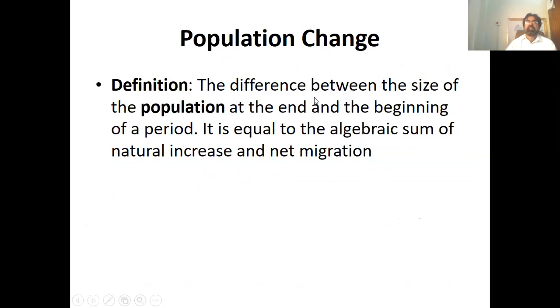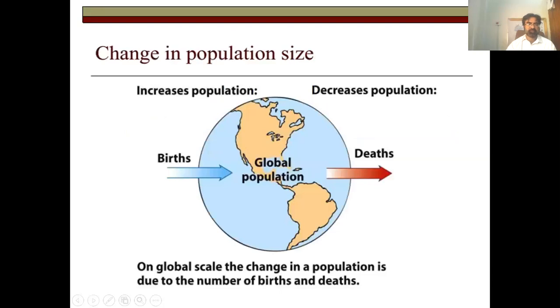Population change is the difference between the size of the population at the end and at the beginning of a period. It is equal to the algebraic sum of the natural increase and net migration. Change in population size: how does the population increase? If you have more births, they will produce more children and the population will increase. If you have more deaths, the population will decrease.